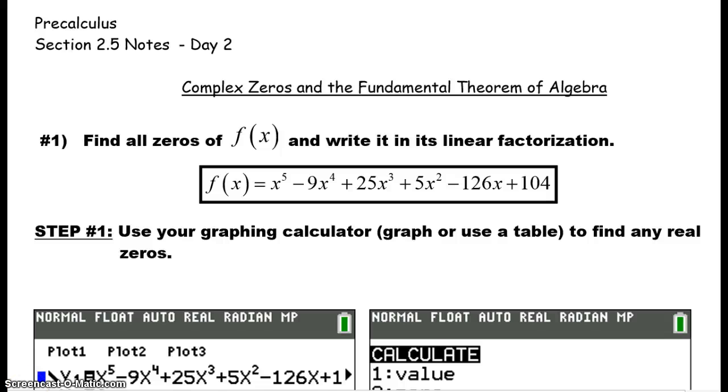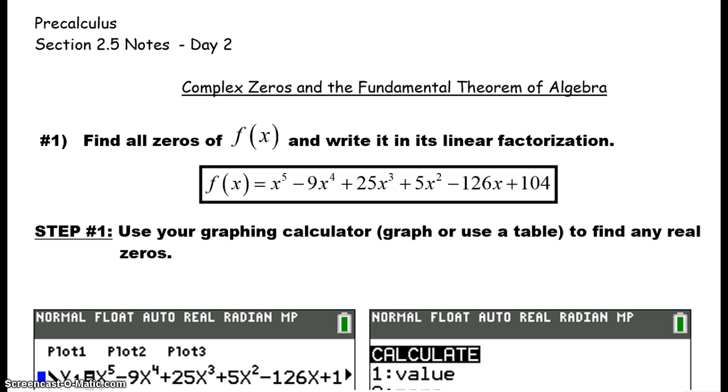Alright, hi class. What I'm going to do here in this video is help you see an example of a problem that you're going to be practicing, and that is how to take a polynomial of higher degree and write it in its linear factorization. Now that we know about both real and non-real factors or roots, we can do this with any polynomial.